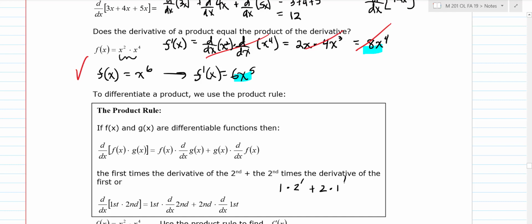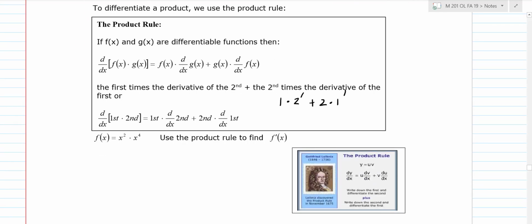All right, so I'm going to move down to the bottom of the page, and we're going to redo this problem. And remember, the correct way to do this would be to just simplify, get x to the sixth, and then the derivative would be 6x to the fifth. That's the correct derivative on that problem. Excuse me. So let's go to the product rule. Let me show you how the product rule goes.